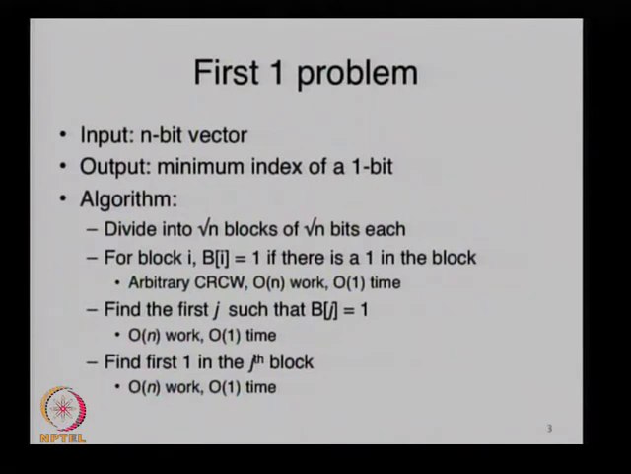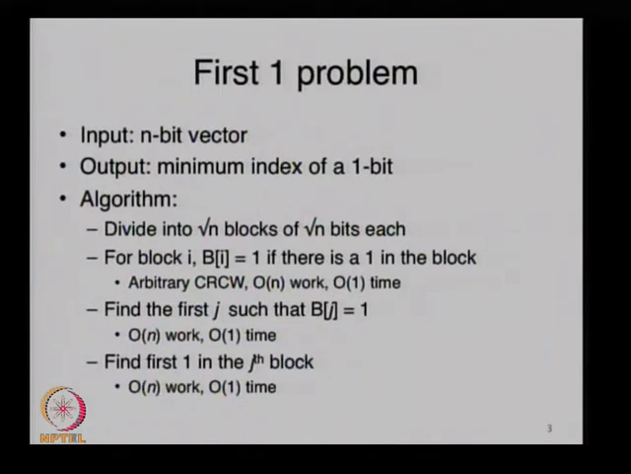Only one, right? Because there is only one first one. So order one time, n squared work is straightforward. How do you do this if you want to do it in order n work, order one time still?